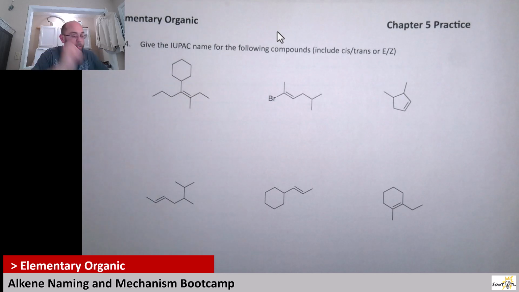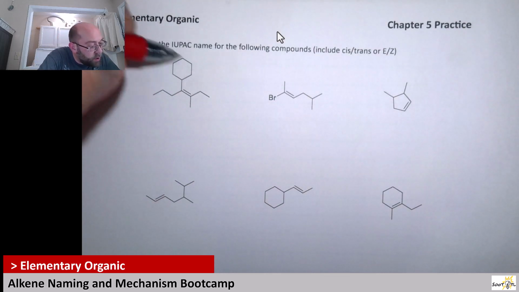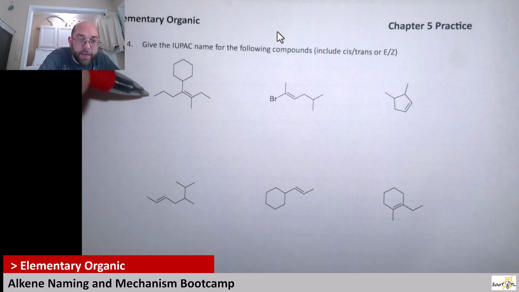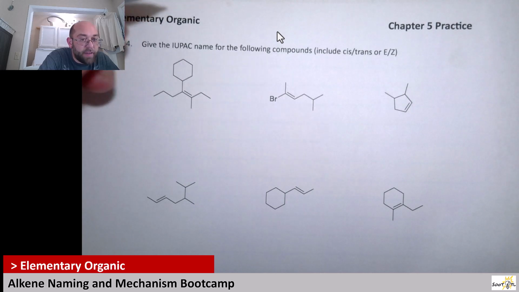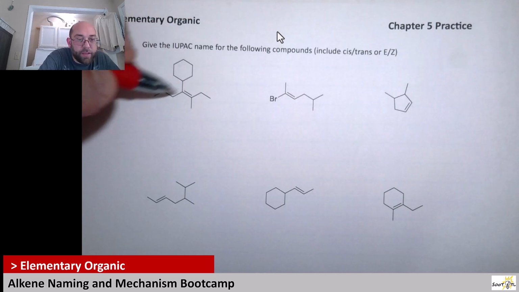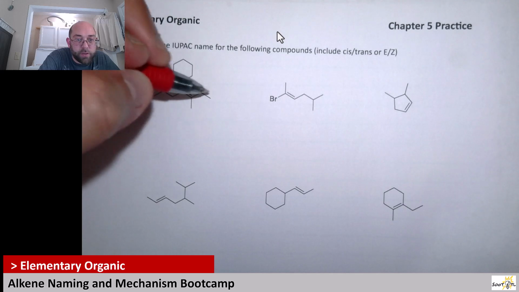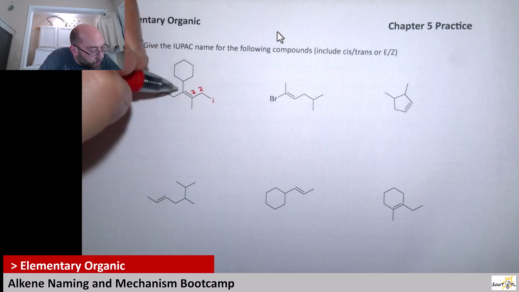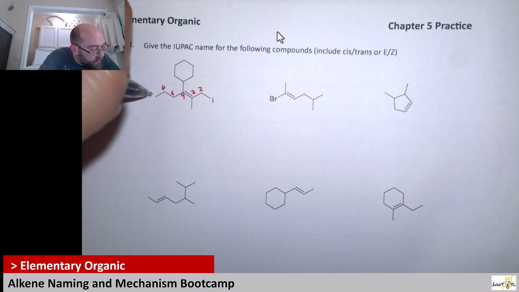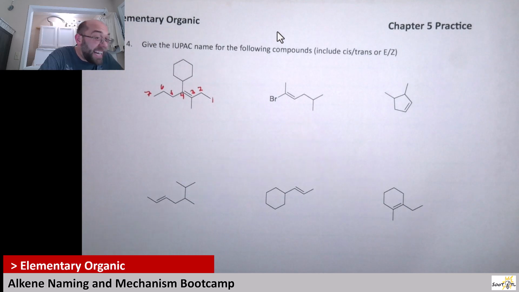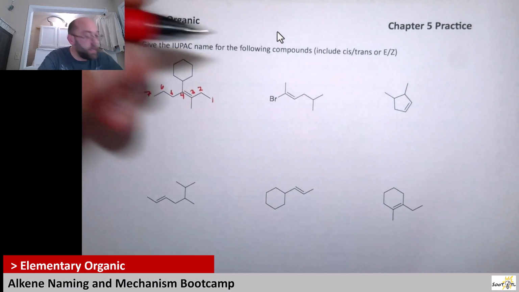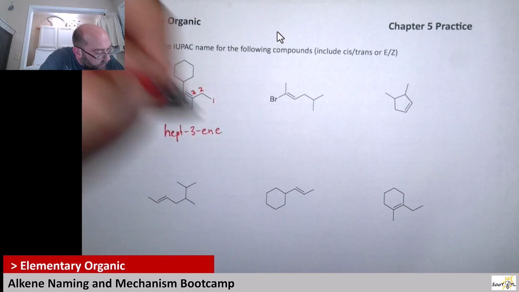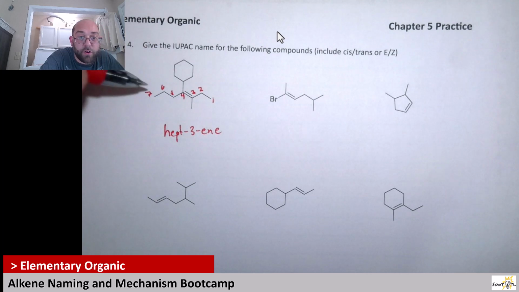Alright, so as we look here at our first one, we have a 6-carbon ring and a 7-carbon chain. So our chain is going to have to be the parent. And based off of how things are looking, numbering this way, 1, 2, 3, 4, 5, 6, and 7. So it looks like we're going to have a heptene. You heard that E in there, right? So it looks like we're going to have a hept-3-ene, because the first carbon to get the double bond is the third one.